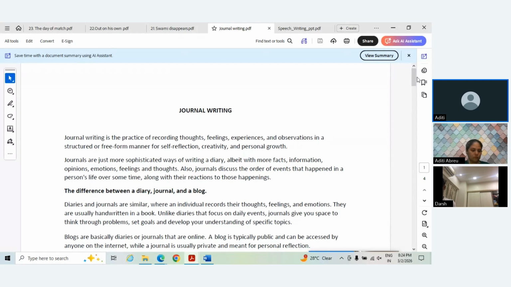Do you get me? Do you understand? So if I keep it for last minute, it will be very difficult for you to practice. So what we will do is I'll complete journal. You find out for letter what type of letter it is, formal or informal. And from next week onwards, we start revision of all the topics that we have done.